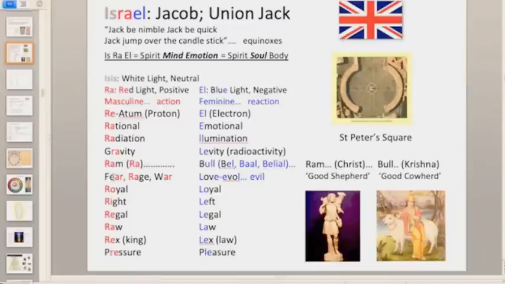Here on the left side you have fear, rage, war. They are all RA words. And on the left you have love, but you also have evil. Regal, legal. Raw, law. Rex, lex. The king and the law, the judiciary. Pressure and pleasure. You see how the R has a negative, and usually the L has a positive connotation to the word, and yet they are two perfectly interchangeable words. Pressure and pleasure.